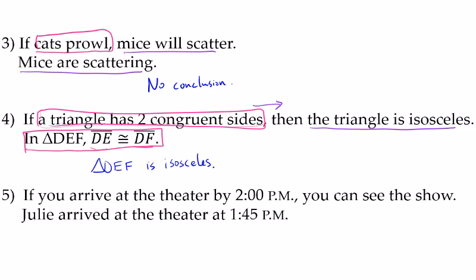All right, and then number 5. If you arrive at the theater by 2 p.m., you can see the show. So think about the hypothesis and the conclusion. And it says Julie arrived at the theater at 1:45. Okay, so I'll let you make a conclusion on this one, okay?